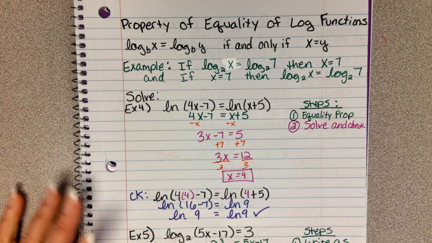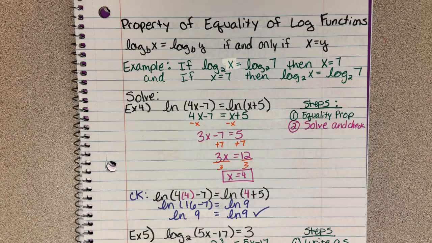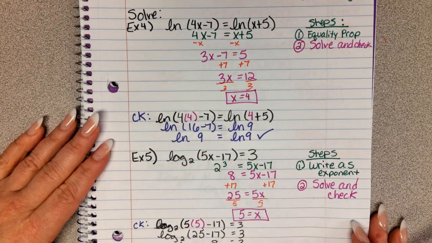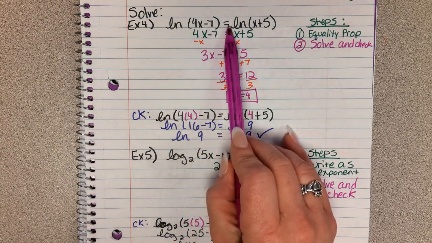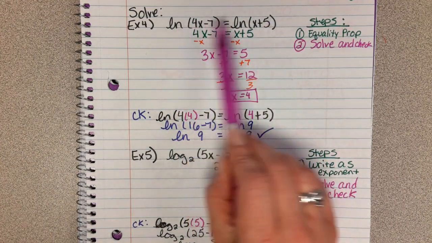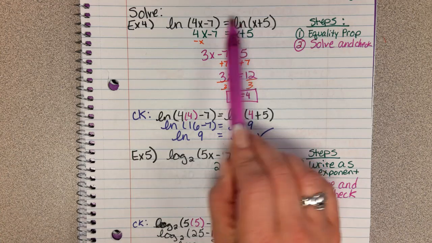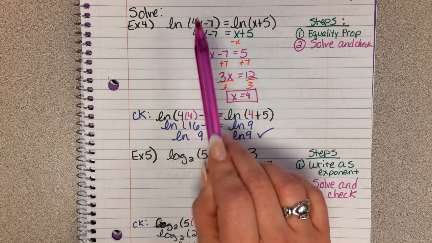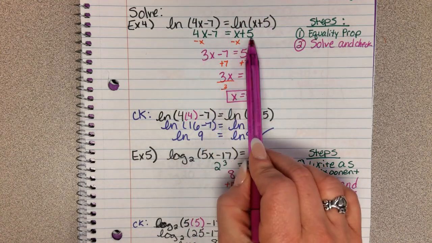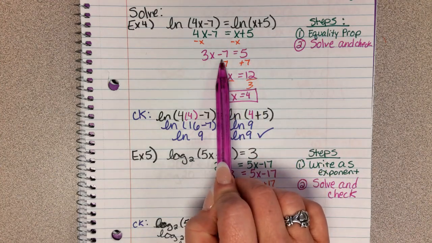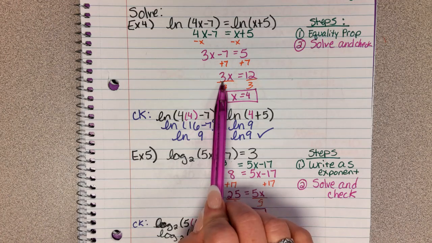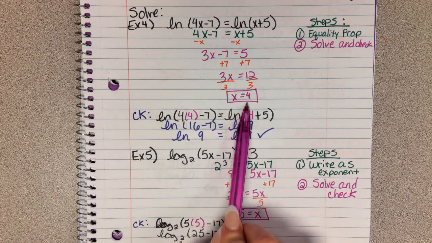Let's solve some equations with logarithms. Again, you'll see this about 3 different ways, so let's go over the 3 different ways you'll see this equation. First, I notice that I have a natural log equaling another natural log. Because these logarithms have the same base, their arguments are equal. So that means that 4x minus 7 is equal to x plus 5. Then I would go ahead and solve by subtracting x from both sides. Then I would add 7 to both sides and divide both sides by 3, and I'm left with x equals 4.